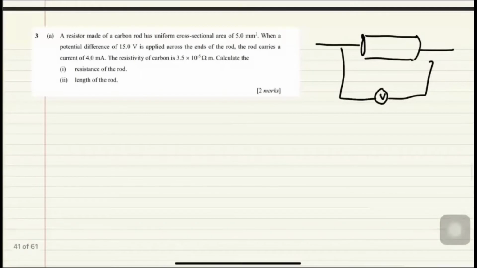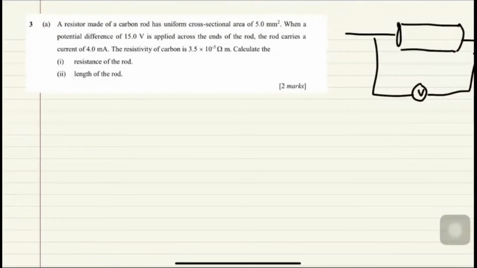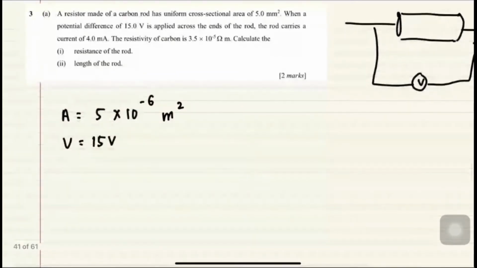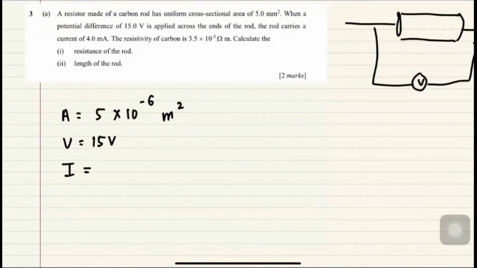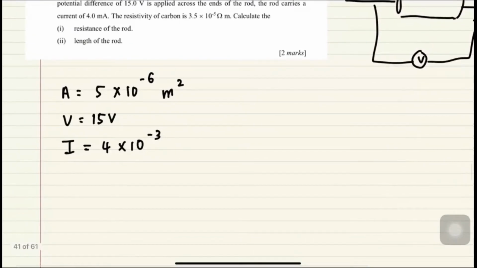Okay, so I can write this one as area equals 5 millimeter squared. So 5 times 10 negative 3, right? But because that one is squared, it becomes 5 times 10 negative 6 meter squared, I change straight away to meters. The potential difference V equals 15 volts applied across the ends of the rod, which carries a current I equals 4 milliamperes. And then the resistivity of the carbon rho is equal to 3.5 times 10 negative 5 ohm meter. We ask you to calculate the resistance of the rod.